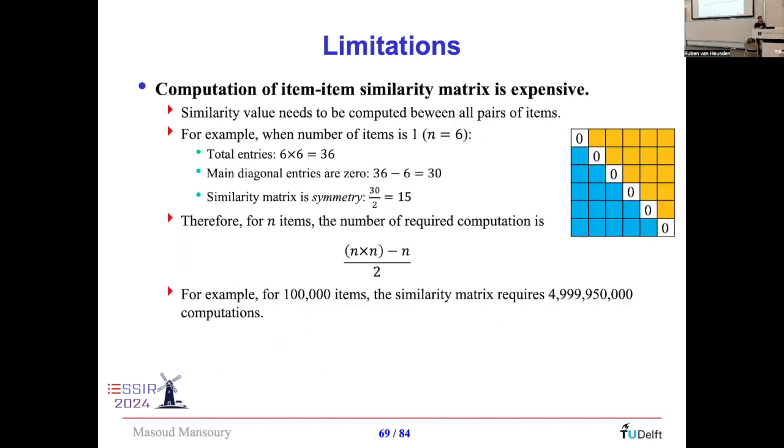The second problem is that for creating the similarity matrix based on item-based neighborhood models, we have to compute the similarity value between each pair of the items. Of course, the similarity matrix is symmetric, so we need to perform this computation for less than half of the size of the whole matrix. But again, it's a lot. It's computationally expensive. So here is an example. If we have 100,000 items in the system, then the similarity matrix requires around 5 billion computations.